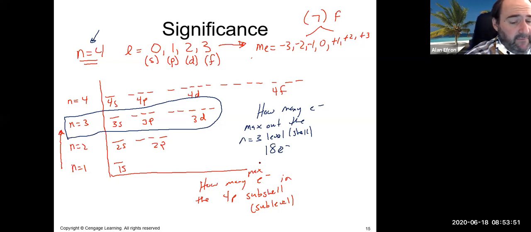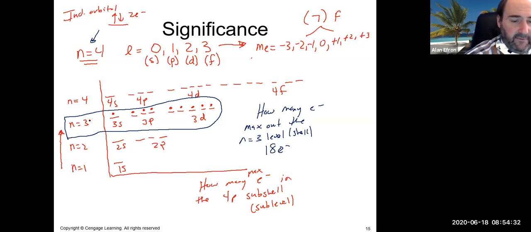Right. I got 18 from here, so I'll just do it right here. Remember that every individual orbital, which is represented in my picture by a line, can hold a maximum of 2 electrons. That means we would have 2 here, 4, 6, 8, 10, 12, 14, 16, and 18 if we filled up that entire n equals 3 level.